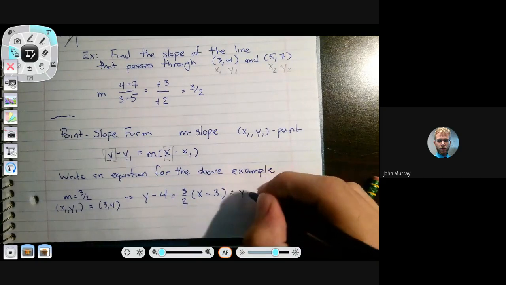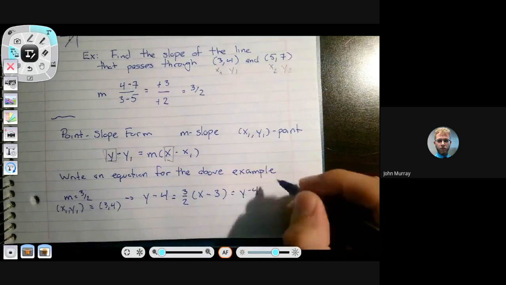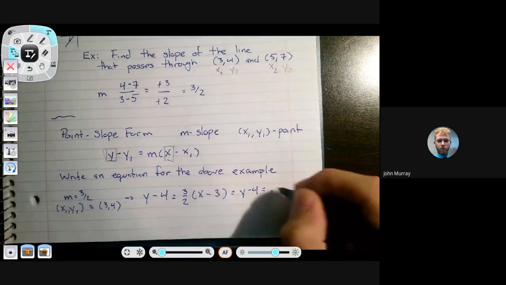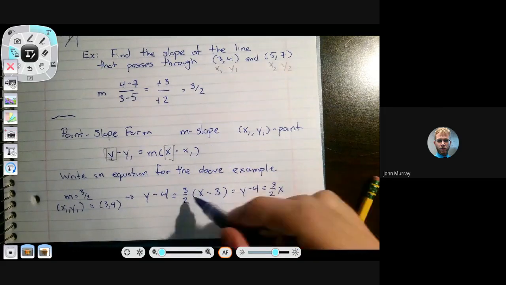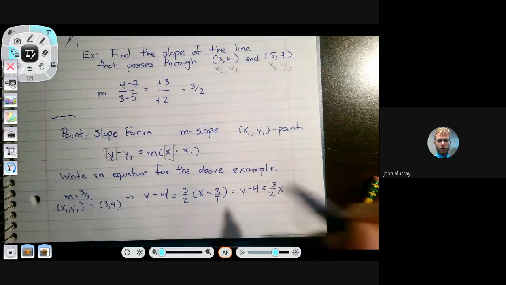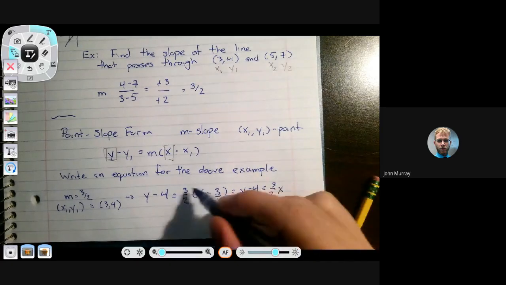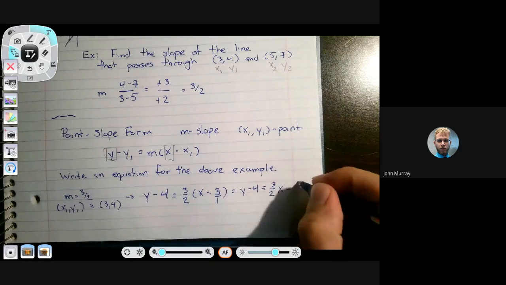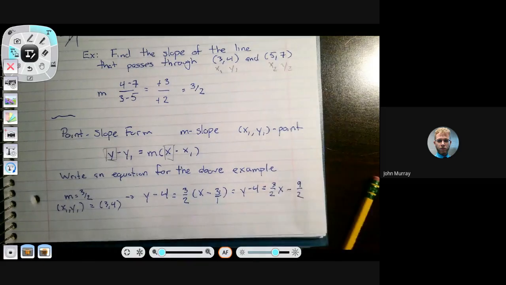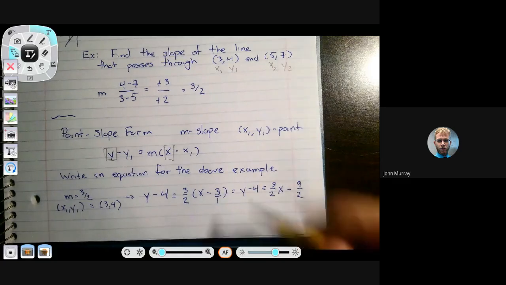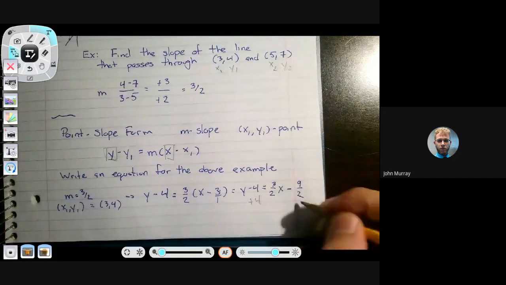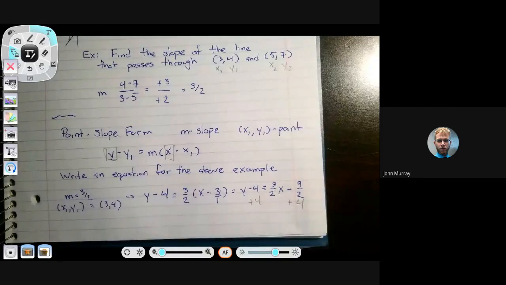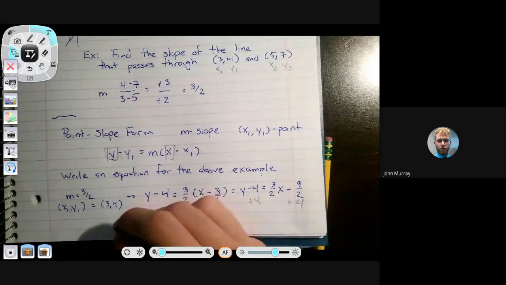So I'm going to keep the -4 over there for now, y minus 4. Well, this is simple. That's just going to be 3/2 x. Now when we multiply this, -3 is -3 over 1. So 3/2 times -3 over 1 is going to get me -9/2. And then like we said, we're going to +4.